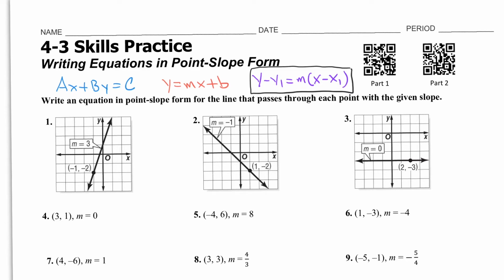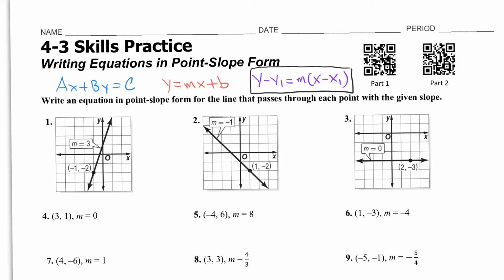Now, the good thing is that m, you already know what that is. That's the same thing as in the slope-intercept form. It is the slope. So when you look at a line or they tell you the slope of the line, that's going to be m. x1 and y1 are going to be the coordinates of the point that is on the line, the x coordinate and the y coordinate.